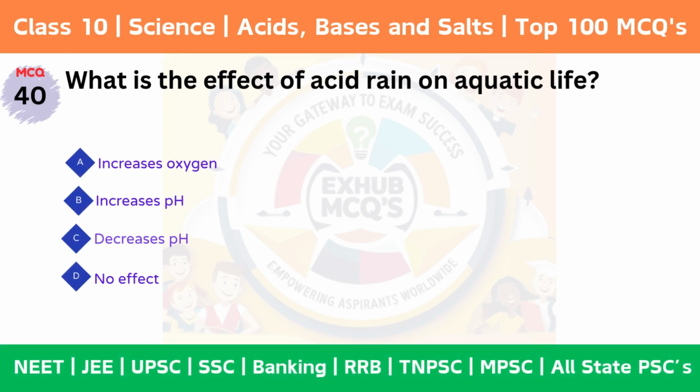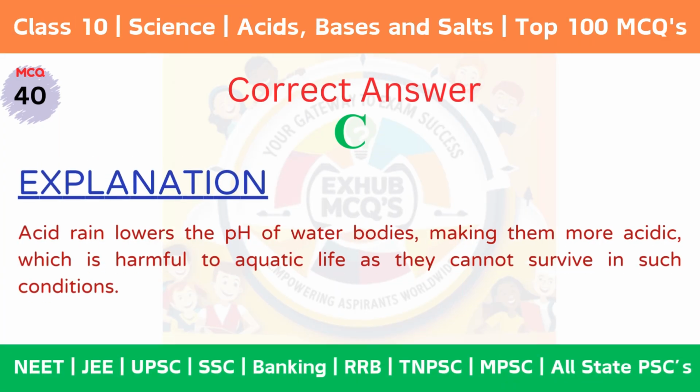MCQ 40. What is the effect of acid rain on aquatic life? Option A, increases oxygen. Option B, increases pH. Option C, decreases pH. Option D, no effect. The correct answer is option C, decreases pH. Explanation. Acid rain lowers the pH of water bodies, making them more acidic, which is harmful to aquatic life as they cannot survive in such conditions.